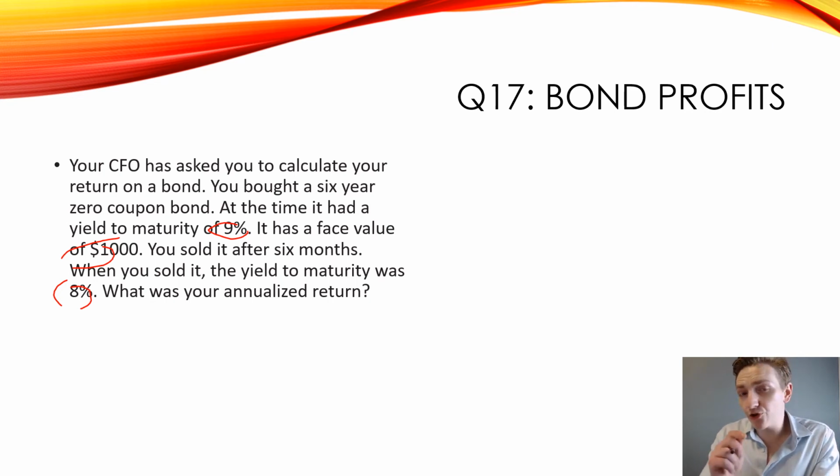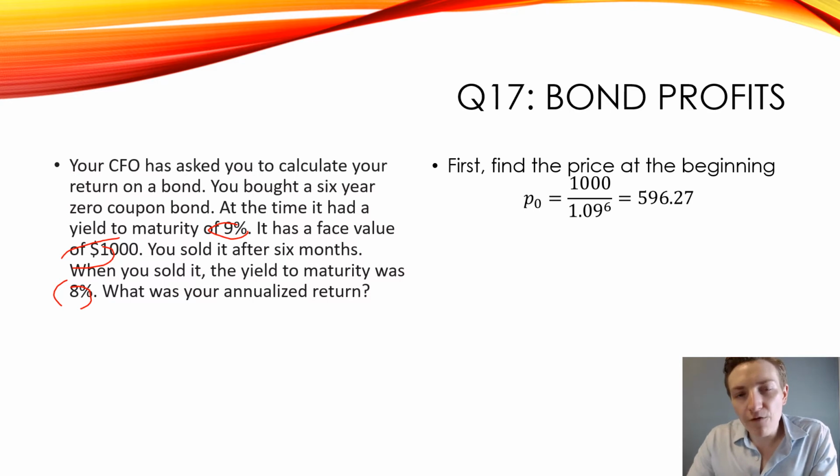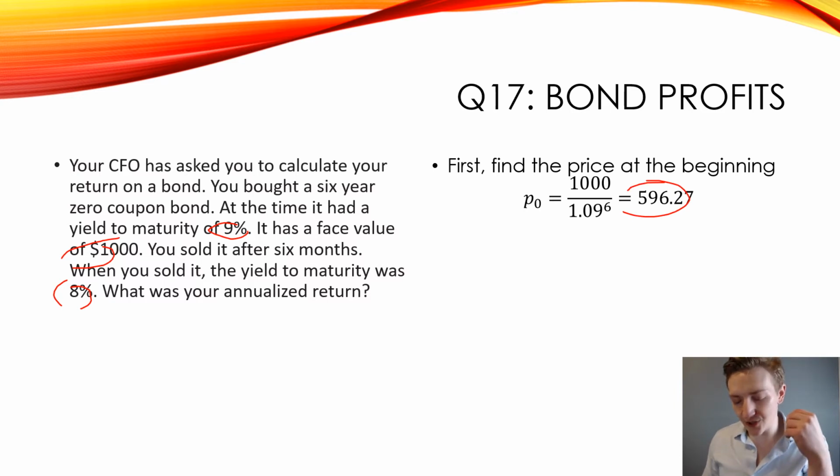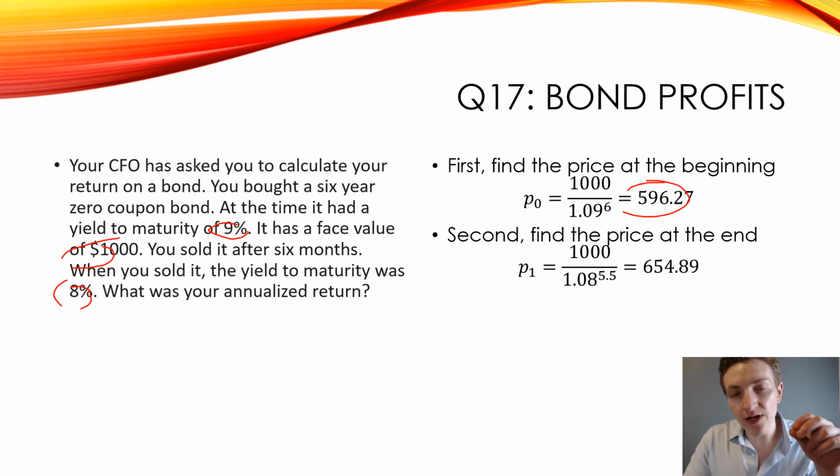So let's start going through the steps that are necessary to get our answer here. Our first step is we need to calculate the price of the bond at time 0 when you initially buy it. Here you take your face value and discount it back at the yield to maturity for the relevant number of years. So the yield to maturity is 9%, discount back $1,000 for 6 years, which equals $596.27.